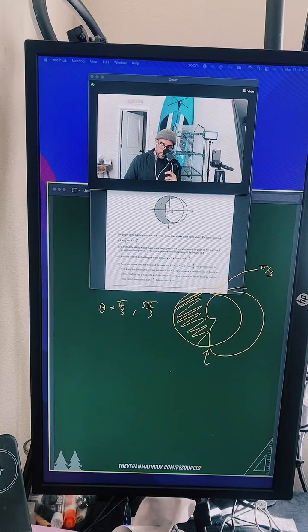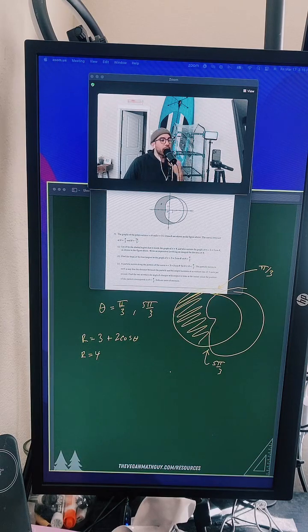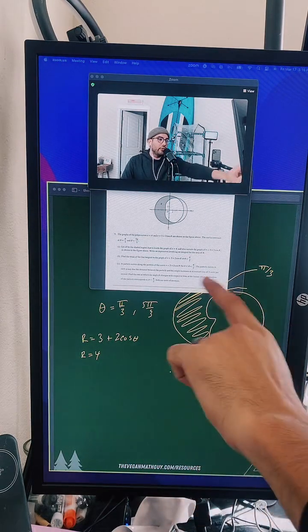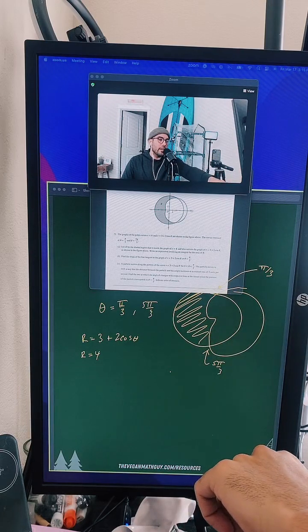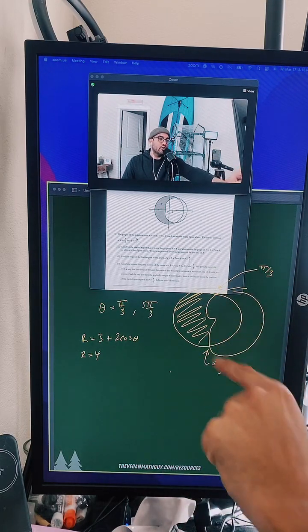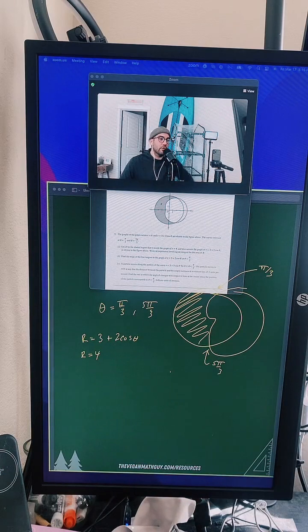And 5 pi over 3 is up here. And the functions that these represent are r equals 3 plus 2 cosine theta. And then the other one is going to be, what do they tell us? r is equal to 4. Okay, so one of them is a circle. The other one is going to be this cardioid, or this butt, like people like to call it. All right, so what we have here, the circle is going to be r is equal to 4, and this butt-shaped looking thing is going to be 3 plus 2 cosine theta.